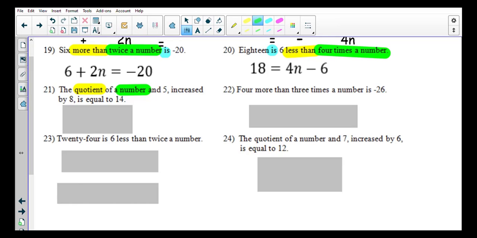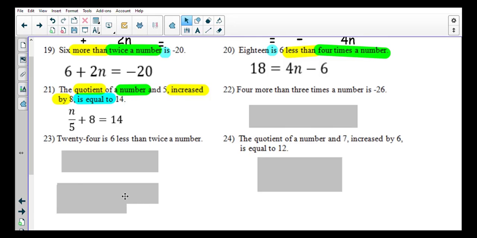5 is going to go on the bottom. The phrase increased by means addition, and then so we've got plus 8. Finally, we finish with is equal to, so our equal to symbol, and then the number 14. So n over 5 plus 8 equals 14.